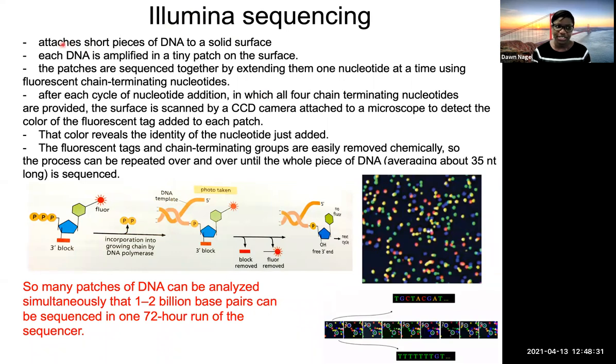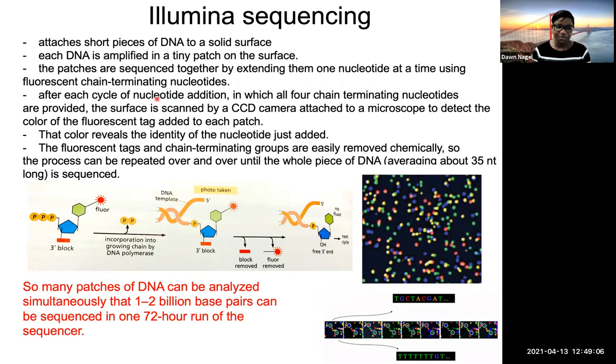So what they do is they attach short pieces of DNA. You isolate your DNA, fragment your DNA, and blot it on a solid surface. Then you try to amplify or synthesize those spots of DNA by doing a PCR reaction, adding all of the components. So each DNA is amplified in those tiny patches on the surface. And then these patches are sequenced together by extending them one nucleotide at a time, using the same idea, fluorescent chain termination nucleotides, as Sanger developed.